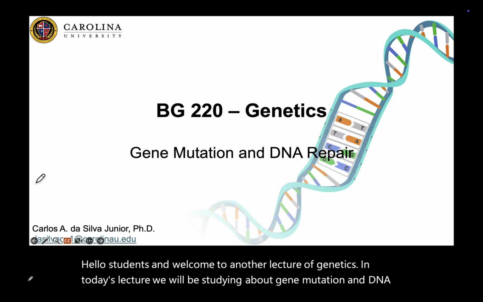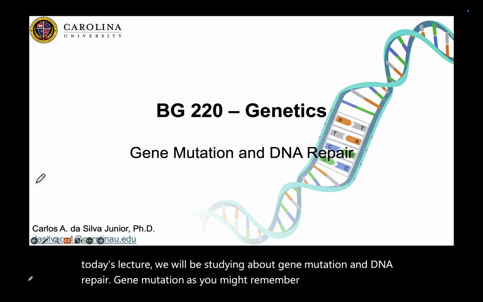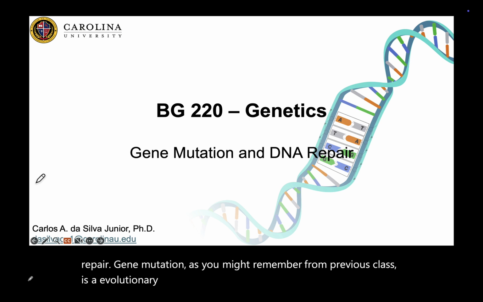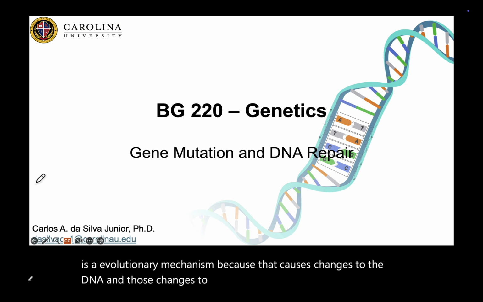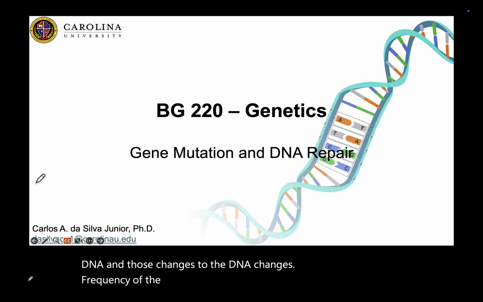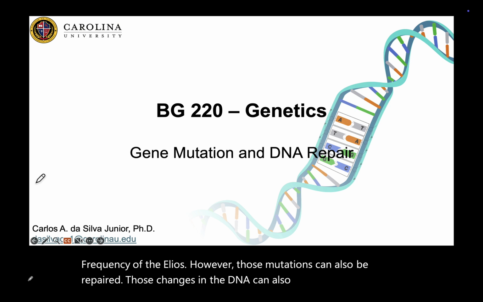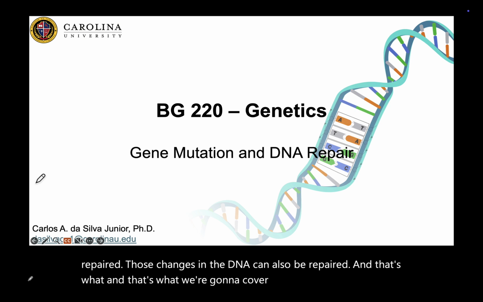Gene mutation, as you might remember from previous class, is an evolutionary mechanism because it causes changes to the DNA, and those changes to the DNA change the frequency of the alleles. However, those mutations can also be repaired. Those changes in the DNA can also be repaired, and that's what we are going to cover in this lecture.